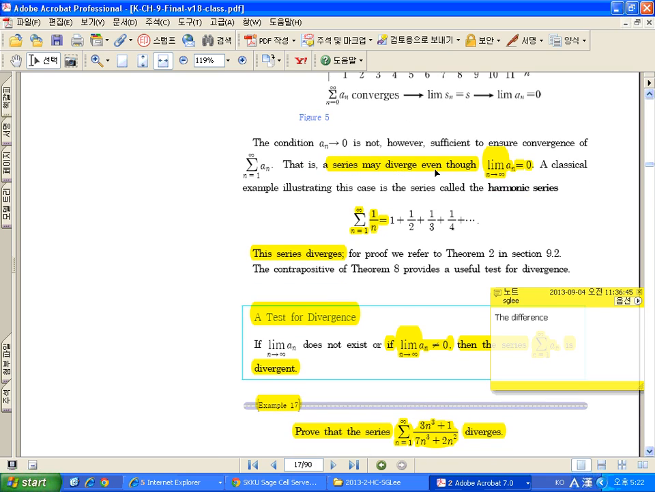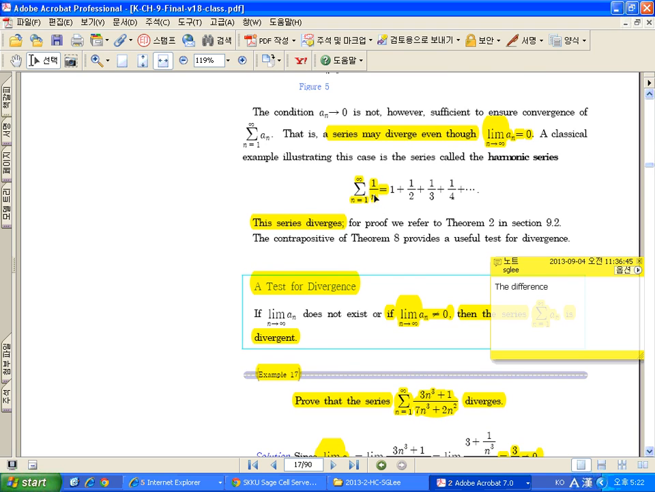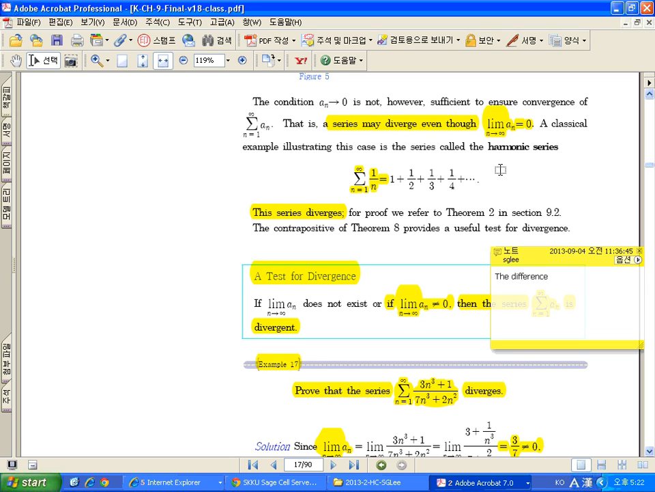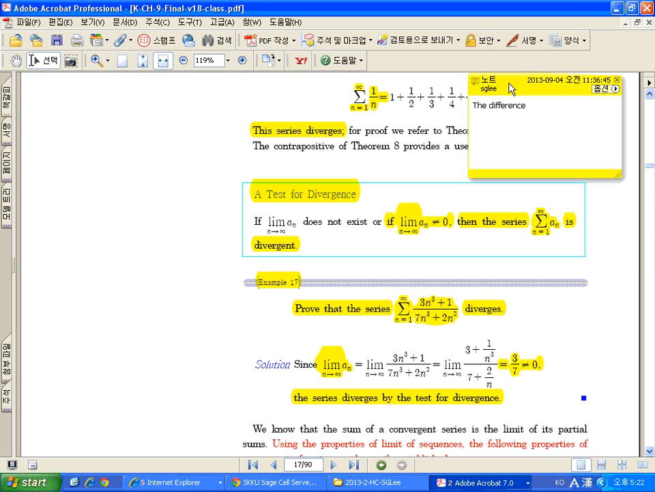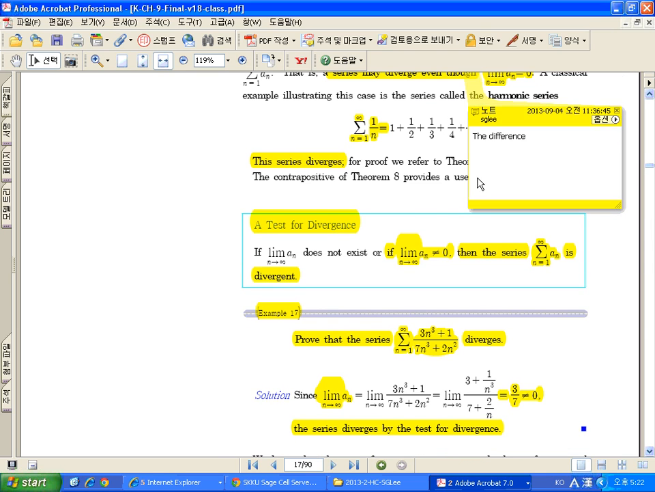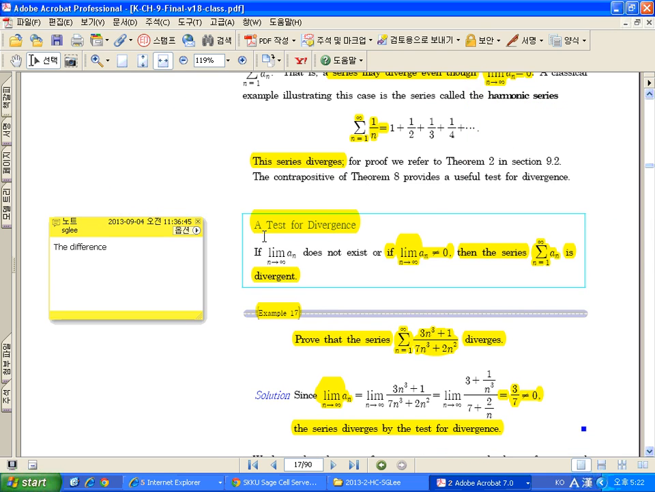But the series may diverge even though the limit of a_n is equal to 0. Here's the example: 1 over n. In this case, 1 over n does converge to 0, but the series diverges, as you know. This is called the harmonic series. You already know it very well.